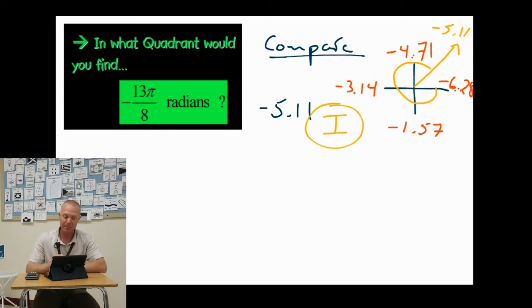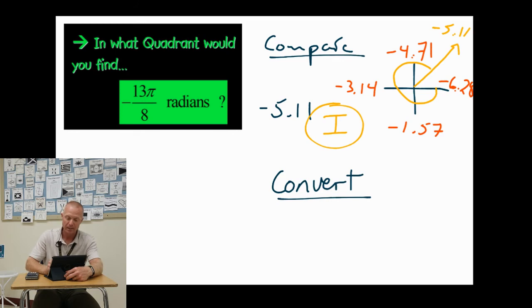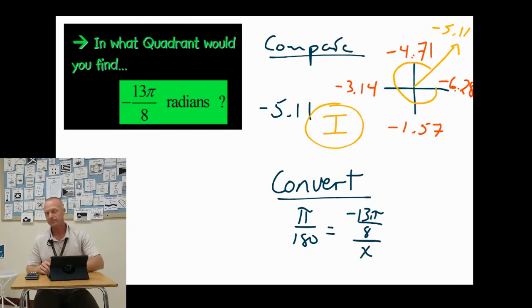So that's the comparison method. And how about the converting method? The truth is, you should be comfortable with both of these because, well, there's always the ratio pi's to 180. And in this case, I'll end up with negative 13 pi over 8 equaling that ratio over some unknown x.